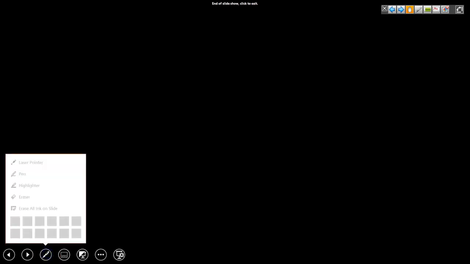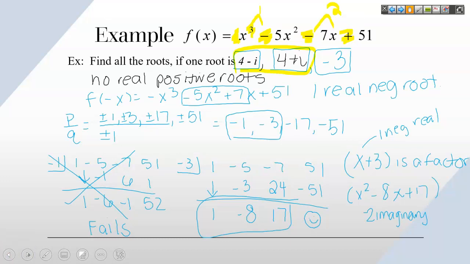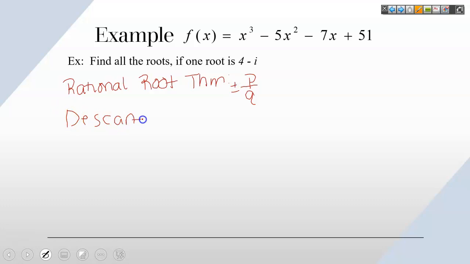That summarizes the complex conjugate theorem for roots. So again, just to summarize and put everything into play, you have your rational root theorem, which is your P divides Q. You have Descartes' rule. And you have your complex conjugate theorem.